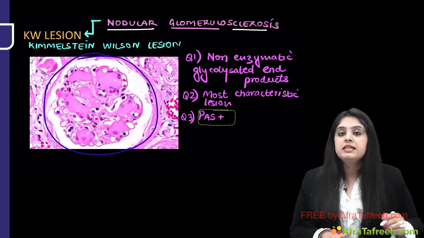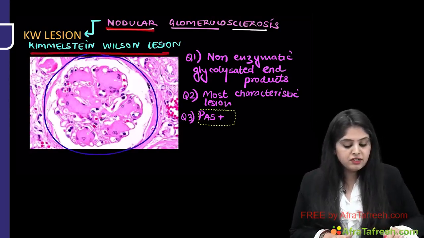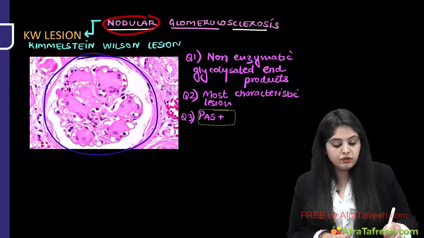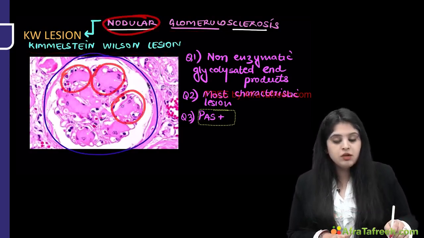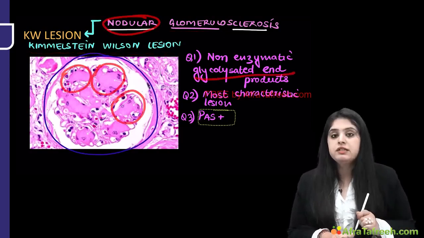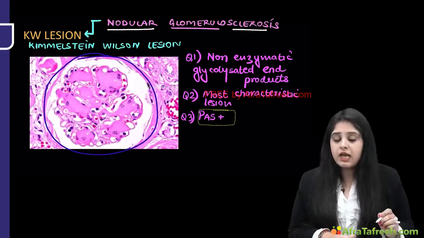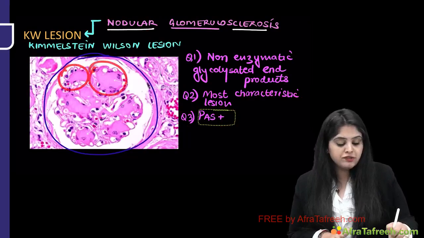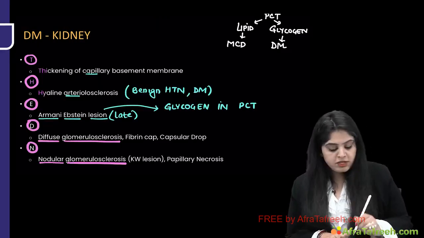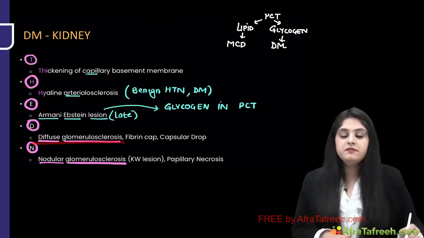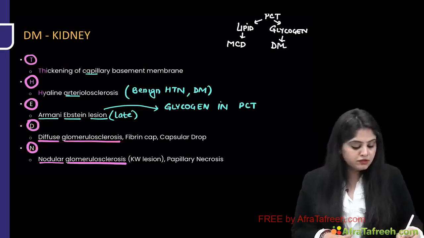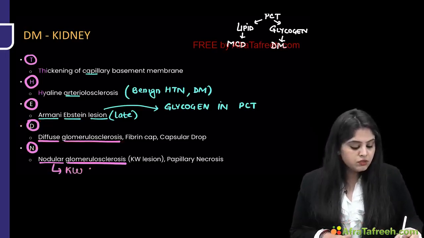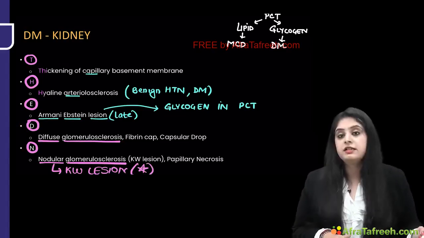So coming back, the KW lesion or Kimmelstein-Wilson lesion is known as nodular glomerulosclerosis, because everything is in nodules. What is that pink material? They are glycosylated end products. This is the most characteristic lesion, positive for PAS. When it is in nodules, I call it nodular. If it would have been everywhere, I would have called it diffuse. So D for diffuse glomerulosclerosis, N for nodular. Nodular is known as the KW lesion, which is the most characteristic lesion.